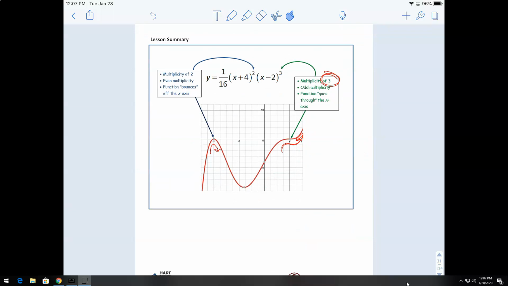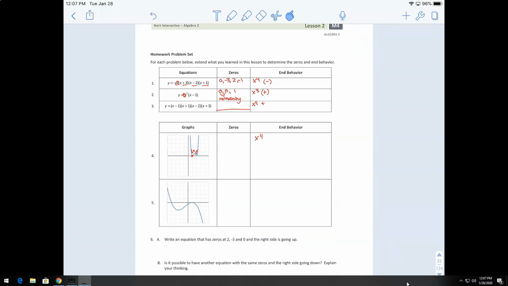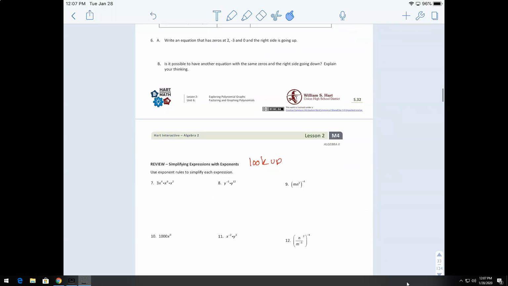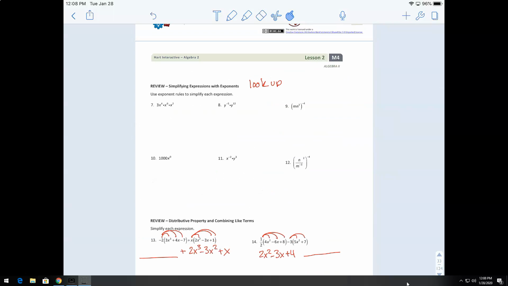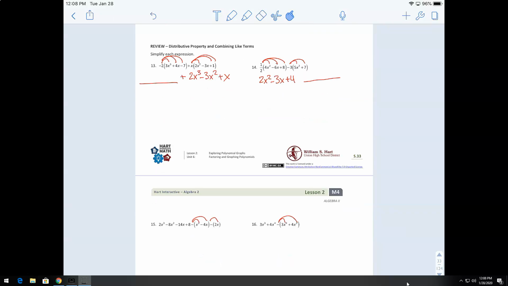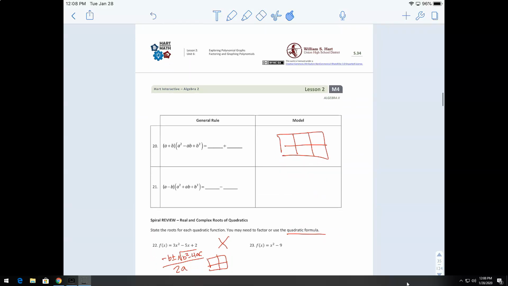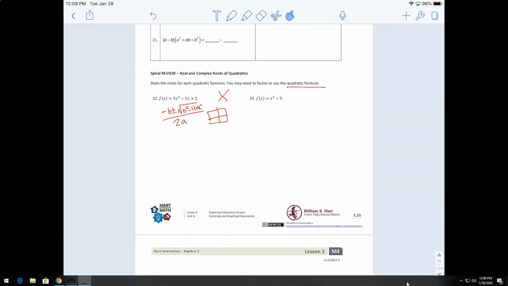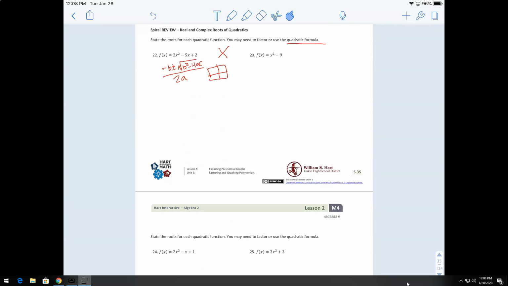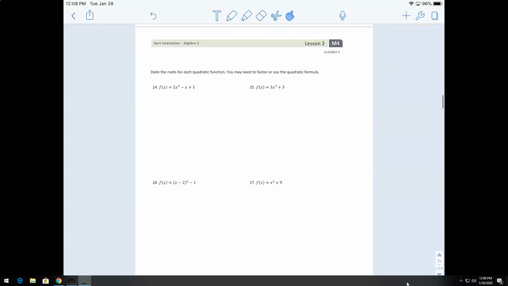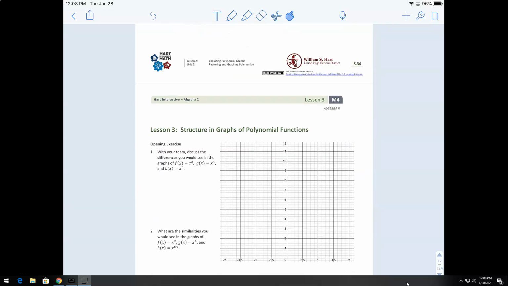Okay, we talked about multiplicity. We looked at this. You have to do some of those problems. You have to do these problems. If you don't know the rules, you need to look them up. You need to be able to distribute and combine. You need to be able to do a box. You need to be able to factor, whether it's using the x in the box or the quadratic formula. It is your choice. You have about 30 minutes left in class.